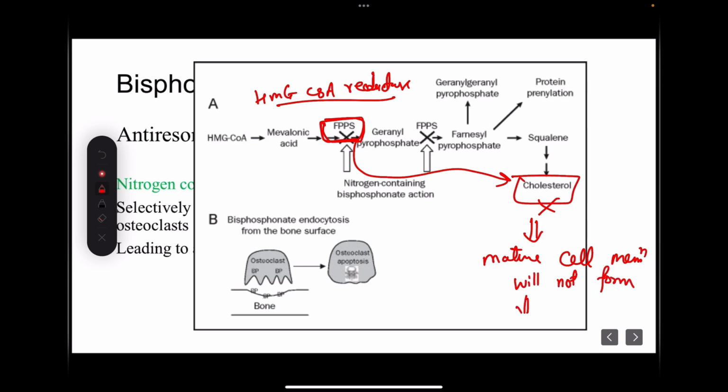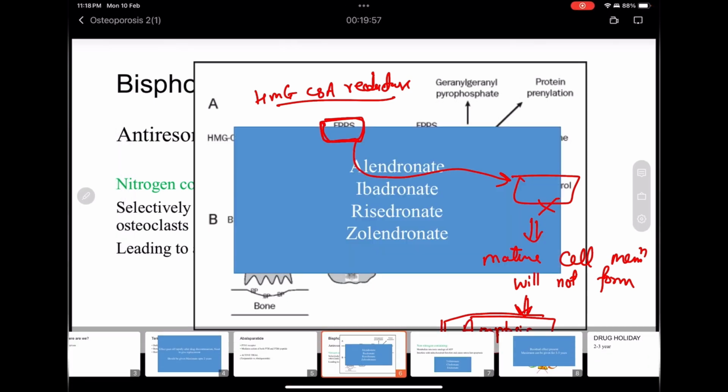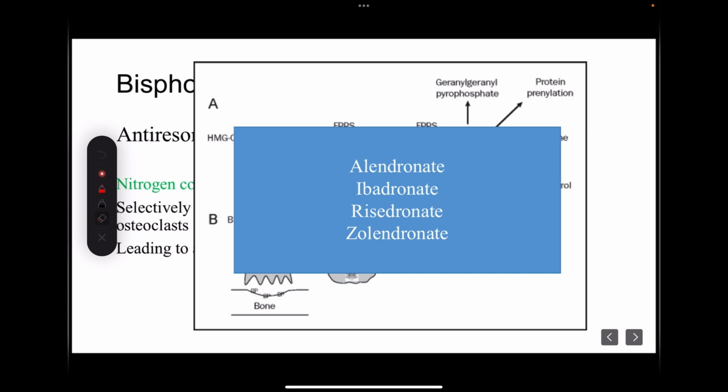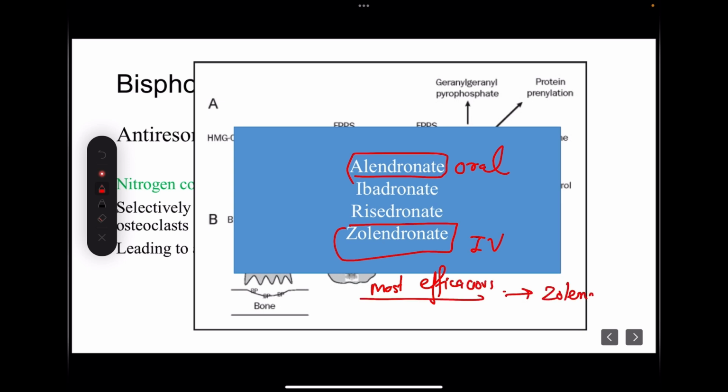And what does it lead to? Obviously this cell will lead to apoptosis. So these osteoclasts will ultimately go towards apoptosis. So the drugs included in this nitrogen containing bisphosphonate category are alendronate, ibandronate, risedronate and zoledronate. Among these drugs, most commonly we are using alendronate, that is the oral formulation, and the IV formulation most commonly used is zoledronate. And the most efficacious drug among these is zoledronate, which is IV.